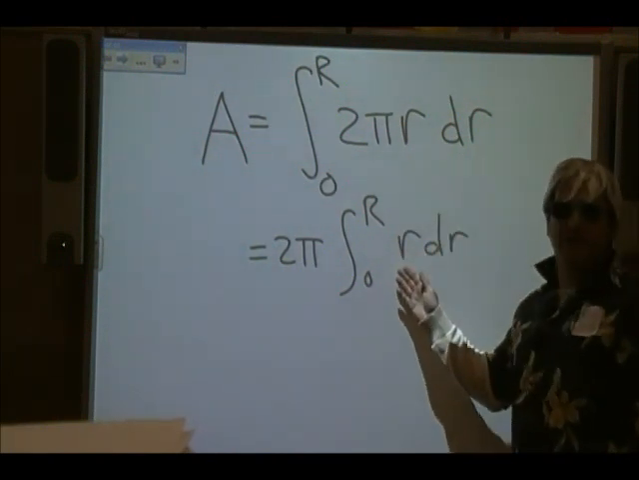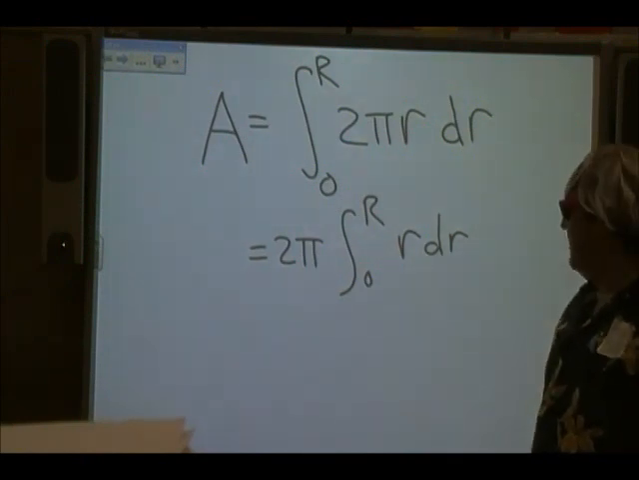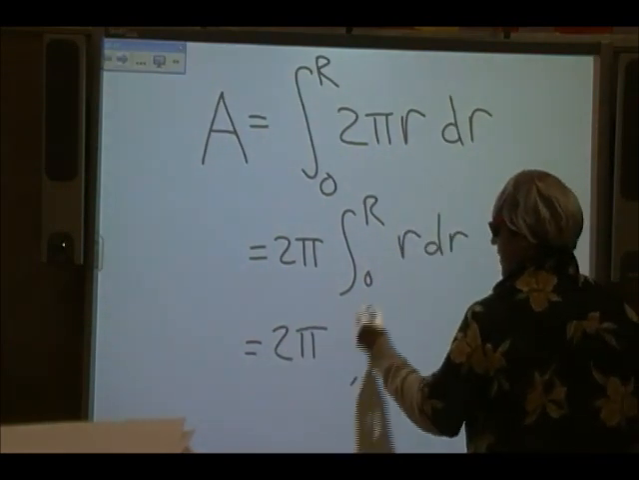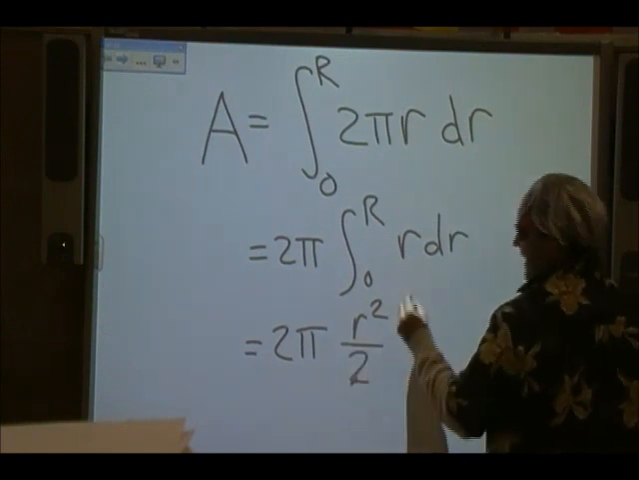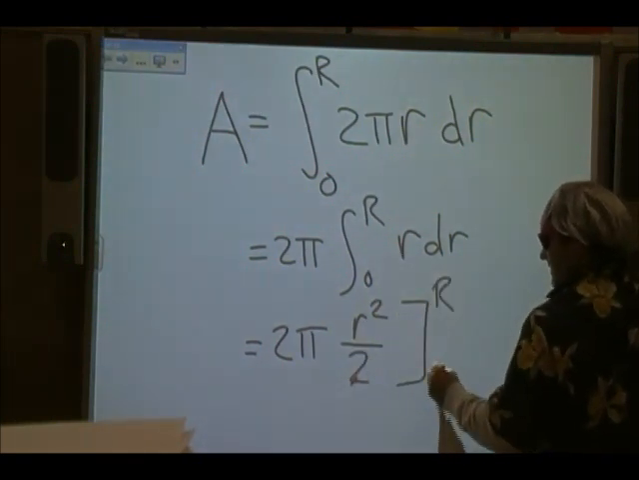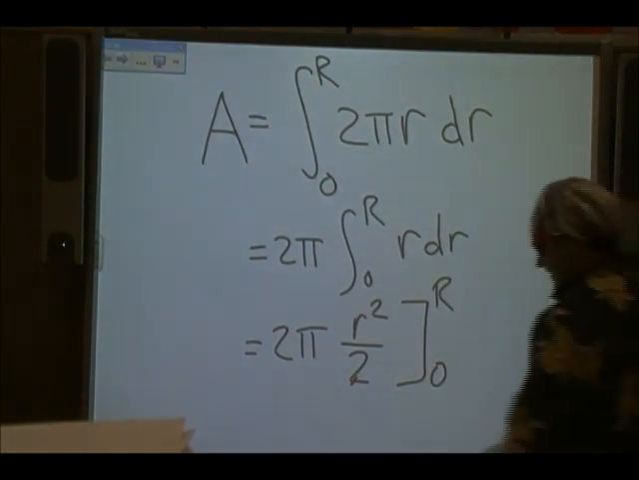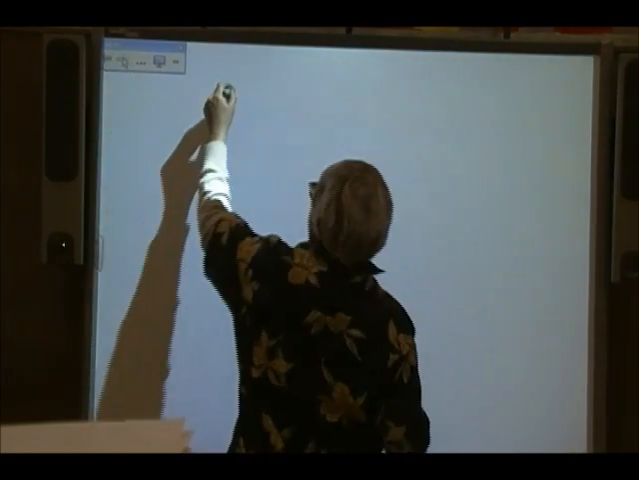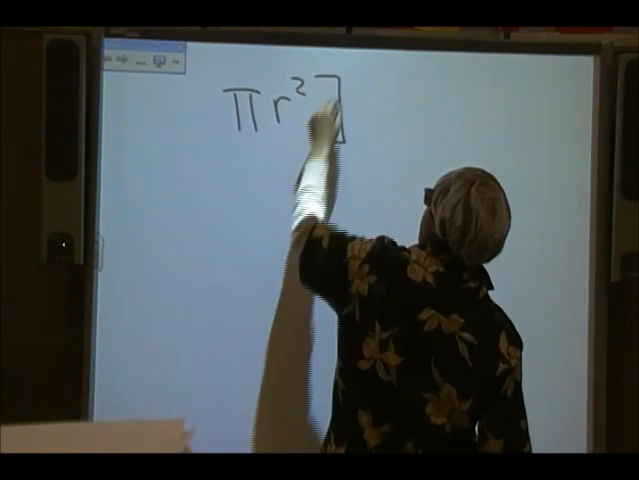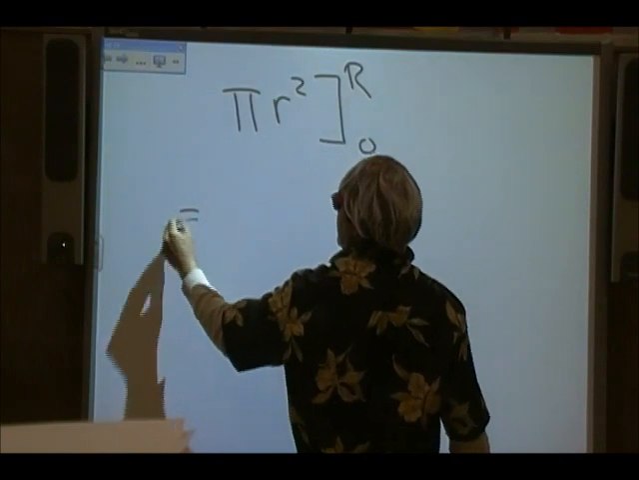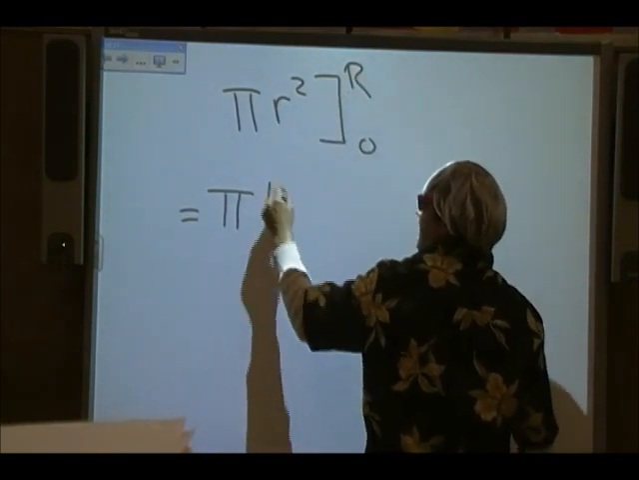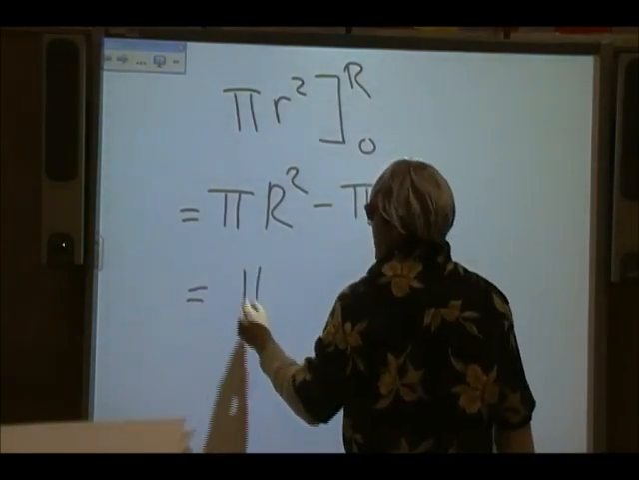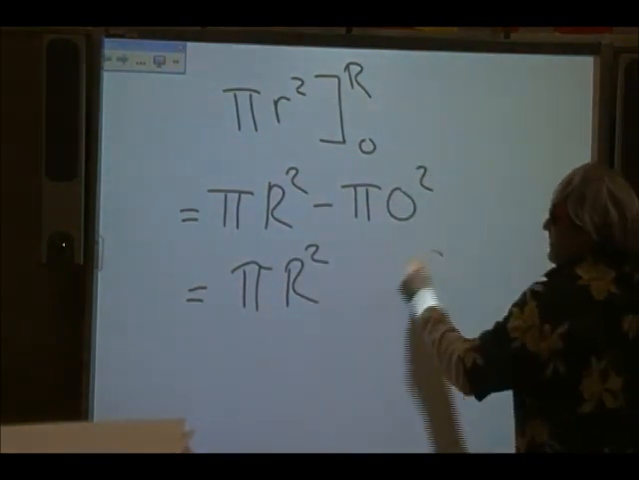So we're integrating the radius with respect to r. Well, how do I do this one? First, this is a constant, and the integral is r squared over 2, as I'm going from 0 to R. Well, what happens here? These twos can cancel out. Well, how do we do this? This is equal to pi times capital R squared minus pi times 0 squared, and that equals pi R squared. So there's your formula for area.